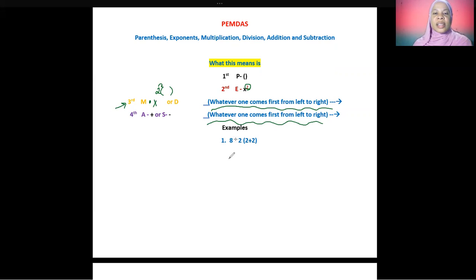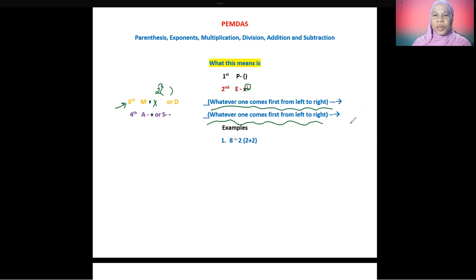number 1, 8 divided by 2 times the quantity of 2 plus 2. Okay, that's the way you read it correctly if you want to read it. But some people might say 8 divided by 2, open parentheses, 2 plus 2, close parentheses. That's another way. But anytime something is in parentheses, you can say quantity of, that's a quicker way of saying it. Now, when we look at this problem, let's see.